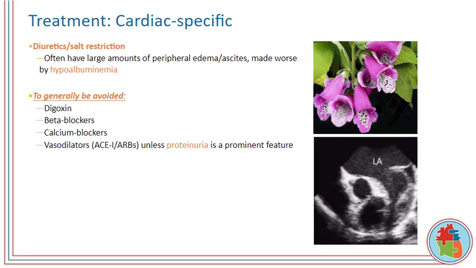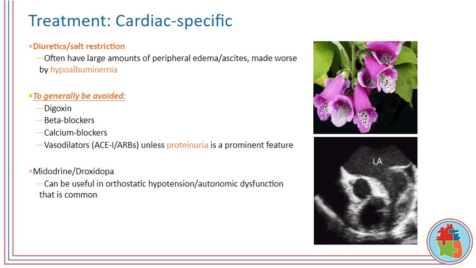In terms of managing the orthostasis and autonomic dysfunction, that is a common comorbid condition in amyloidosis. Midodrine and droxidopa are the best initial therapies. And then the treatment of atrial and ventricular arrhythmias is a very complex topic and has to be individualized. But nonetheless, in almost all patients, you're going to have to struggle with those issues.